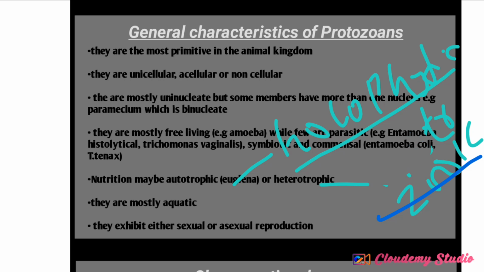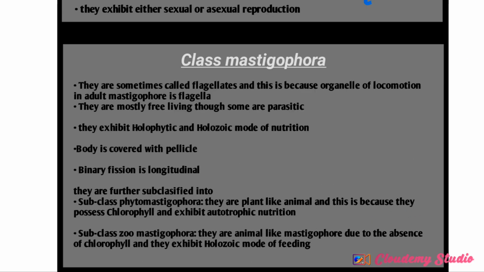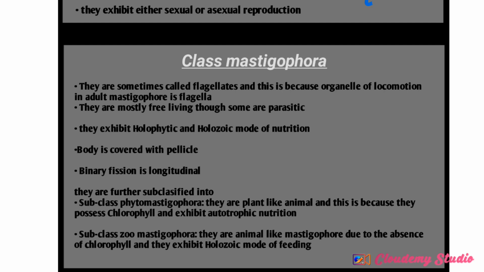You understand? Now, going from there, they are mostly aquatic. That is, they are found in water. And they can exhibit both sexual and asexual reproduction. We talk about the sexual reproduction in Paramecium, where we talk about conjugation of Paramecium. Now, the first member that we'll be taking tonight is the class Mastigophora.